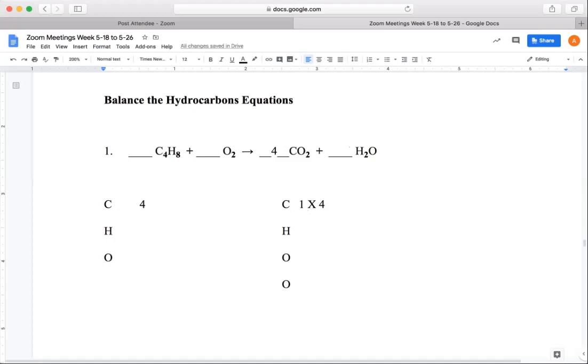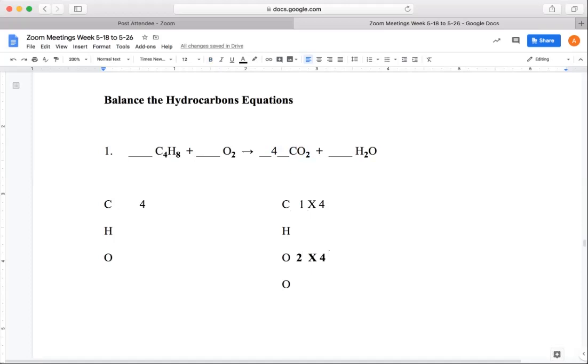Now, it's important to know that this 4 is now not only in front of the carbon, but also in front of the oxygen, right? So let's see how many oxygens we had to begin with. We had 2 oxygens to begin with. All right, so we're going to put a 2 here. We're also going to have to multiply this by 4 as well. Why? Because now there's 4 molecules of carbon dioxide.